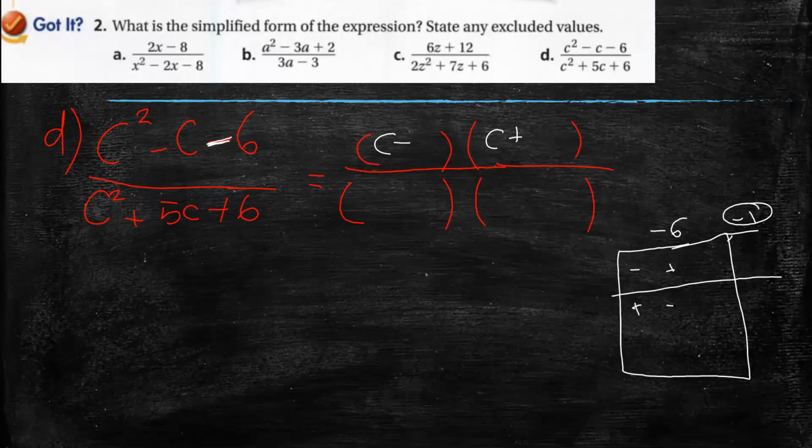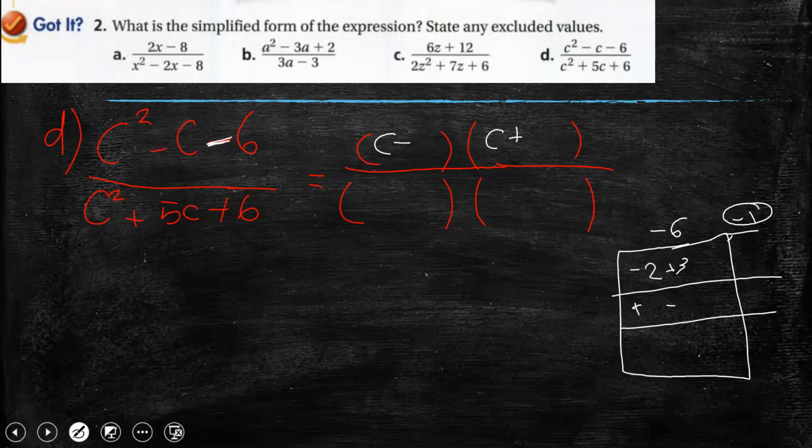Positive and negative. Now, 6 and 1, or 3 and 2. Negative 3 and positive 2. Now let's see. If we add them, we get negative 1. Negative 2 and 3 is 1. Positive 2 and negative 3 is negative 1. So we have positive 2 and negative 3.